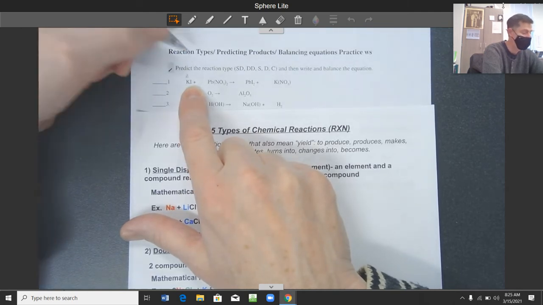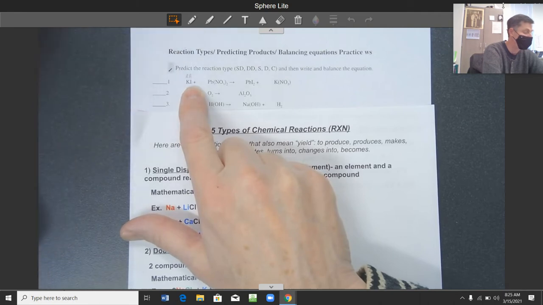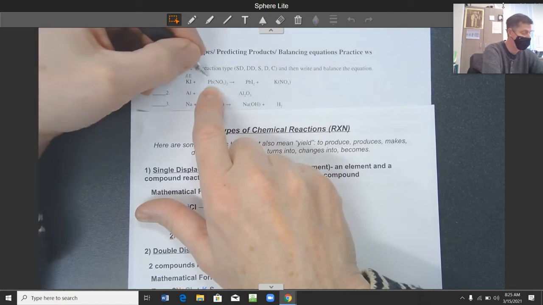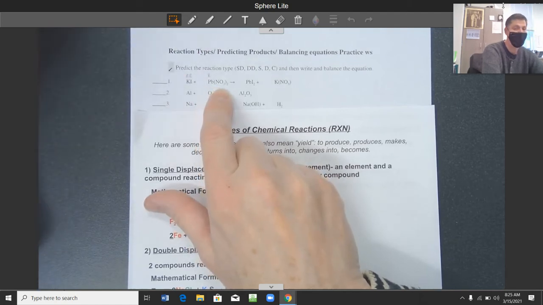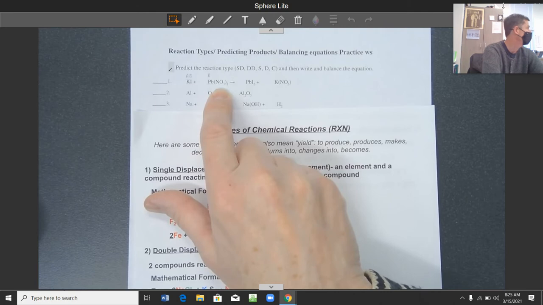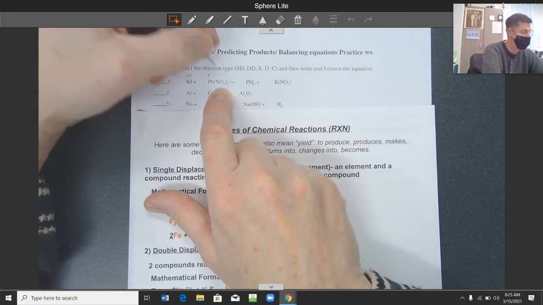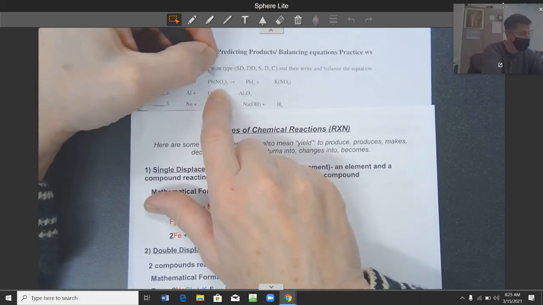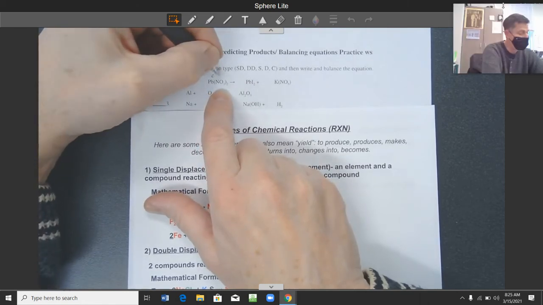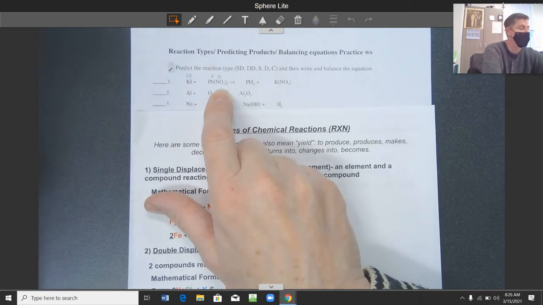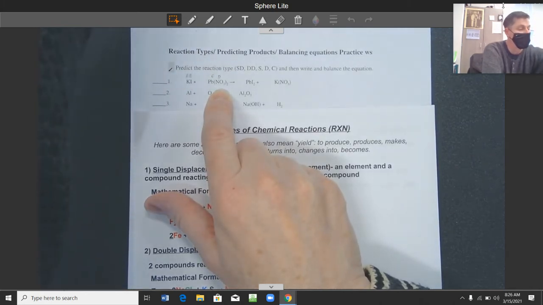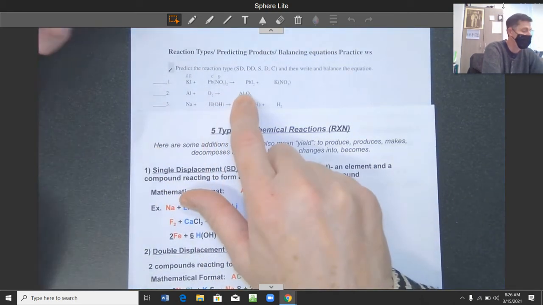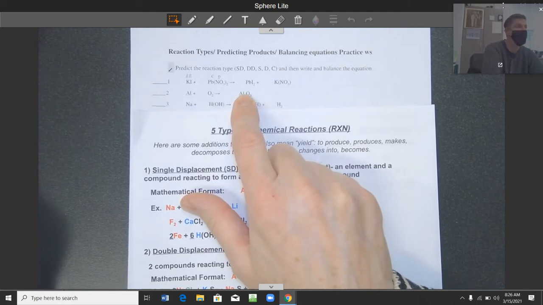Next one, I is a new element, so I'd put B. For Pb, that's a new element, so I assign it C. NO3, that's acting as an element, correct? So I would assign that D. Let me turn on my lamp, see if it does anything. Not really. Okay. So AB plus CD.